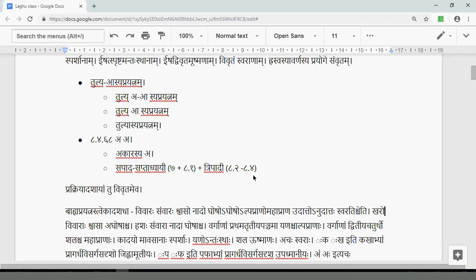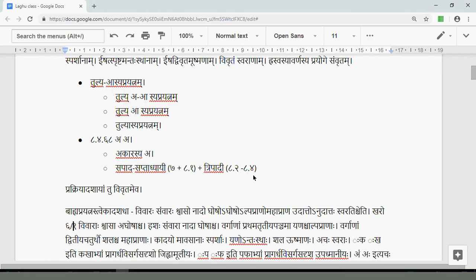I'll not explain each of these now. Let's look at how they are used. These are sanyas. These sanyas are used for khar. Khar is a pratyahara, a short form made from the Maheshwara Sutras. Khar, shashti ekavachana, kharaha. Kharaha is what? Vivaraha, shvasaha, aghoshascha.